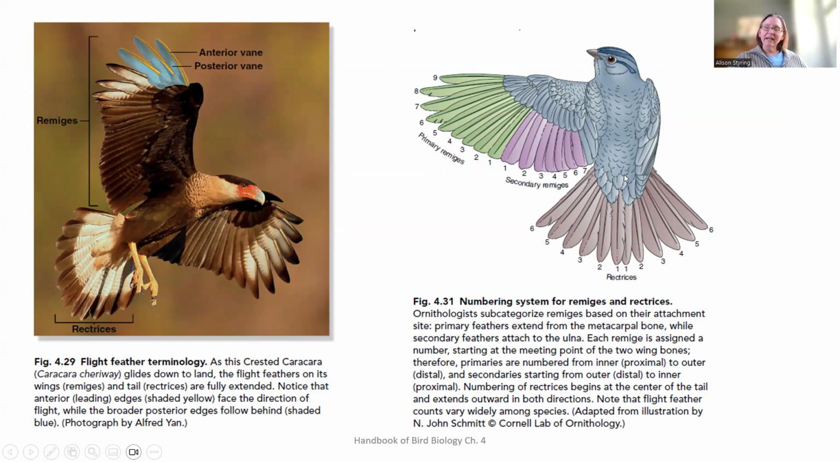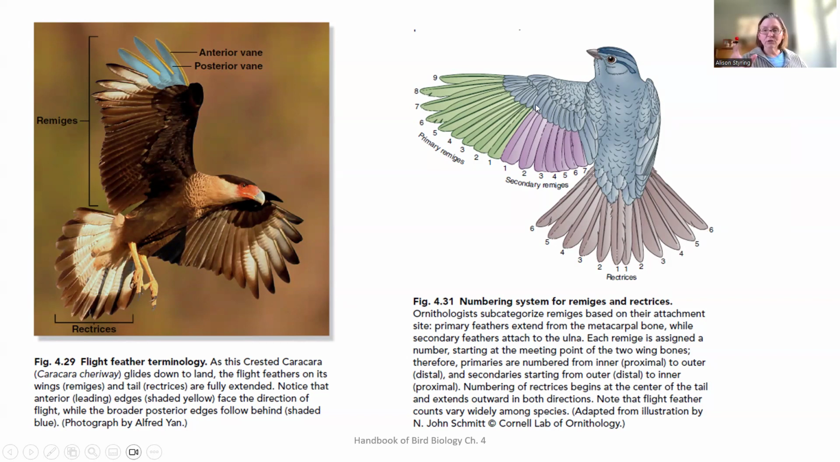And when we look at feathers, people who study feathers and look at birds at different stages of their annual cycles have a sort of universal numbering system for flight feathers. It goes in the rectrices from the centermost rectrices being number 1 out to the outermost. This bird has 6 rectrices on each side, so they're numbered from 1 to 6.